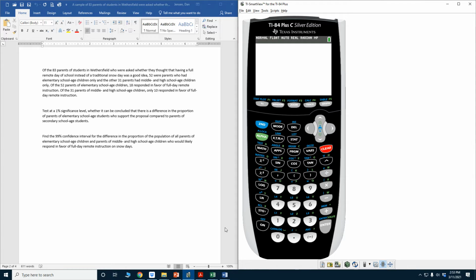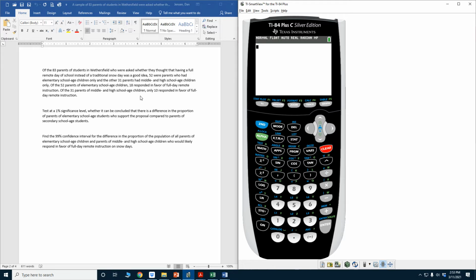83 parents of students in Wethersfield were surveyed regarding full-day remote instruction instead of a traditional snow day. Of the 83 parents who were surveyed, 52 were parents who had elementary school-age children only, and the other 31 parents had middle and high school-age children only. So of the 52 parents of elementary school-age children, 18 responded in favor of a full-day remote, and of the 31 parents, 10 responded in favor of full-day remote instruction.